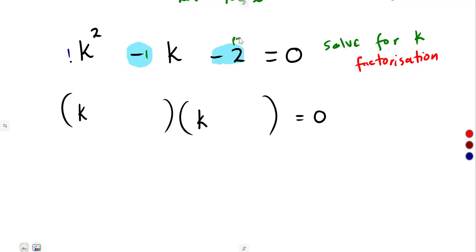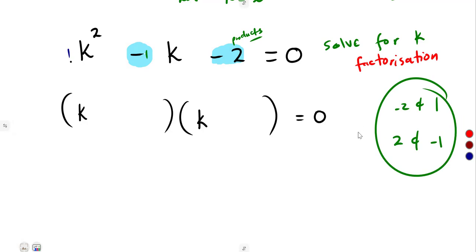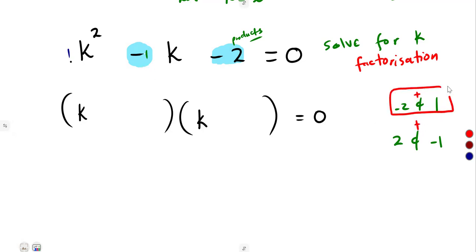So products here, we need products of -2: -2 and 1, 2 and -1. These are the factors. But of these factors, which pair are we going to consider adding to obtain -1? If you add these two, you're going to get a -1. So this is what we want: -2 and +1.